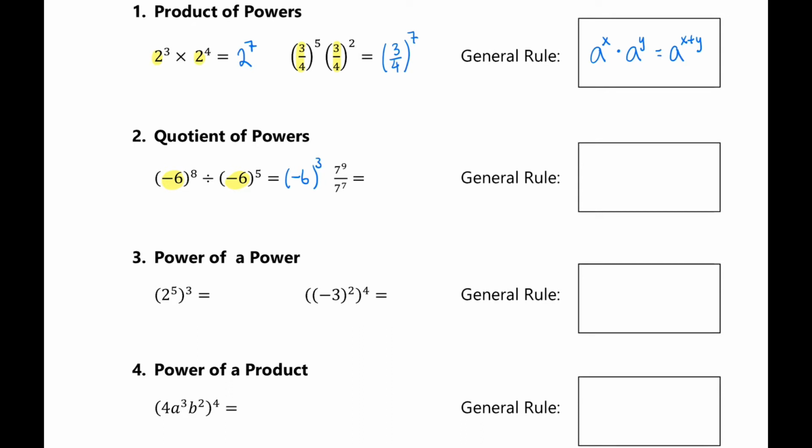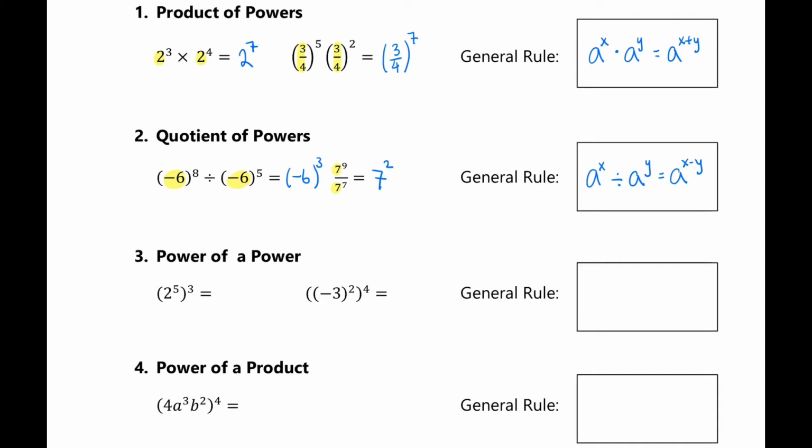Same thing for the next one. Common base is 7. So we just subtract the exponents, 9 minus 7, which is 2. So the general rule of this is that if we have two powers with a common base and we're dividing those two, then we just keep the common base and we subtract the exponents.